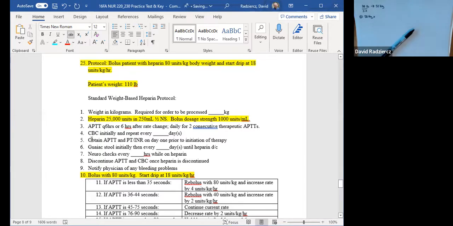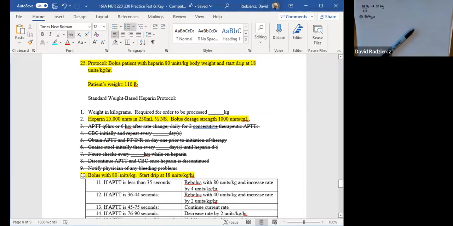I will also mention that we can actually ignore steps 3 through 9 because math-wise, we don't need that. We don't need to fill that in. That's not what the questions are asking. If you're in a clinical setting, you're going to need to know that information, but from a math perspective, we just want to do the math.